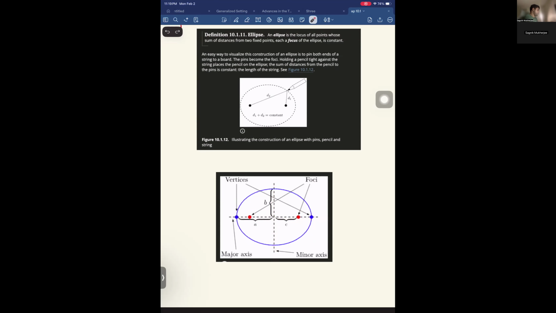And the points at which the major axis cuts the ellipse are called vertices. So there are 2 vertices. In other words, what is the major axis? The major axis is the line passing through the foci. And what is the minor axis? It's a line that is perpendicular to the major axis and that also bisects the line segment between the foci.